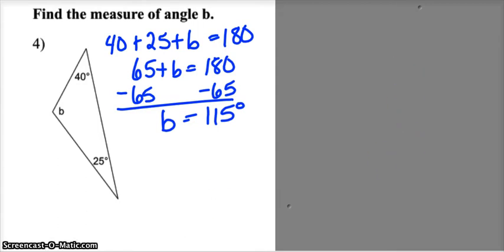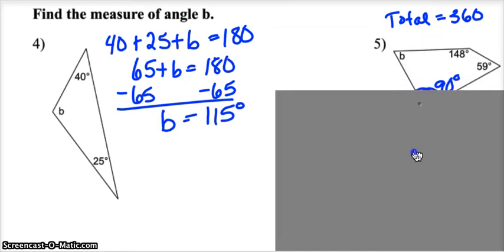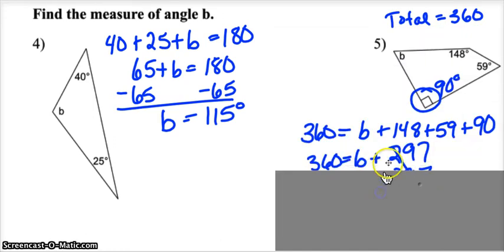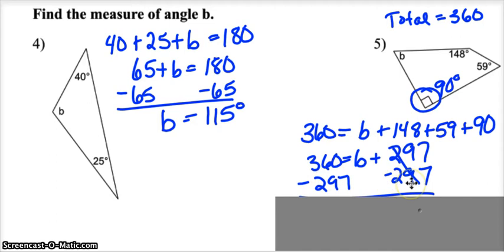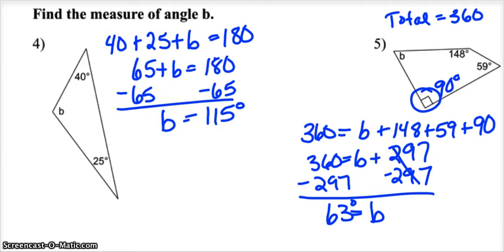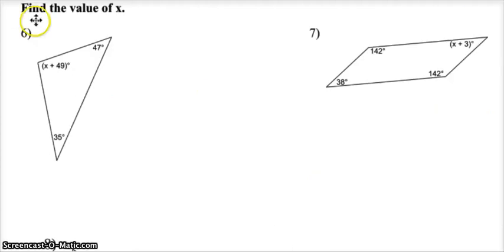For the quadrilateral, all of the angles should add up to 360. Combine the like terms, you get 297. So b plus 297 ought to equal 360. To figure out b, we've got to subtract 297 from both sides, which leaves us with 63 degrees equals b. Okay, we're about to have this done. Try 6, 7, and 8, and we'll come back and check those as well.